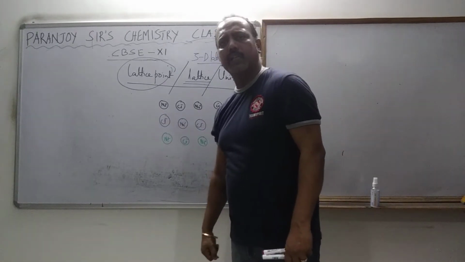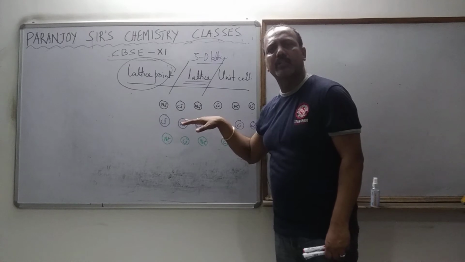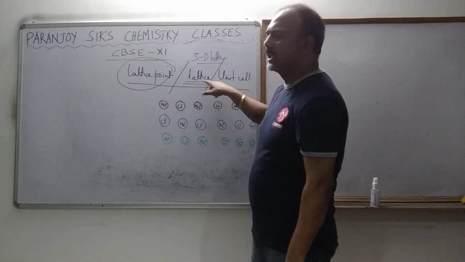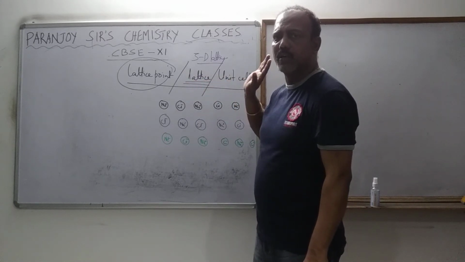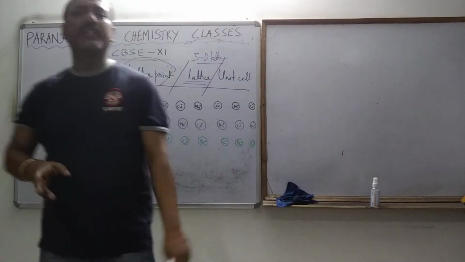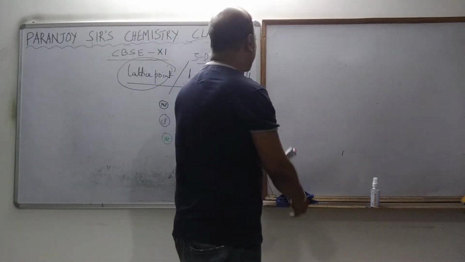Now this three dimensional arrangement of the lattice points, these lattice points which are three dimensionally arranged, we call this lattice. Is it clear? Okay. Now next is the unit cell. Please try to understand this.